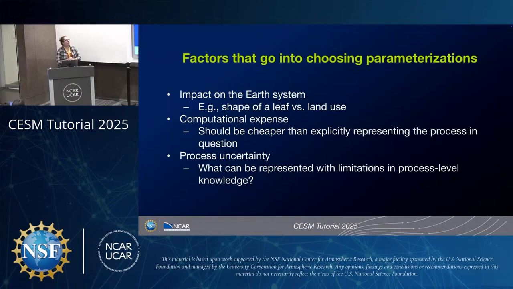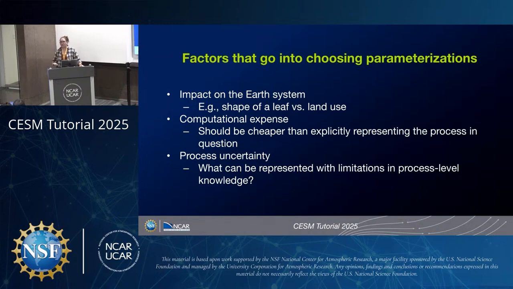What goes into choosing parameterizations? Overall, there's some big picture things that we consider, the first of which would be the impact on the Earth system. So again, this is my land bias coming in, but think about parameterizing the shape of a leaf versus how the land is used. Those are going to have different impacts on the atmosphere. The atmosphere doesn't care if the leaf is a circle or a rectangle or some kind of raindrop shape. Mostly it cares if there are leaves, or if it's grass, or if it's bare ground. So it's kind of an order of importance thing in parameterization. You would start from the most important and work your way down.